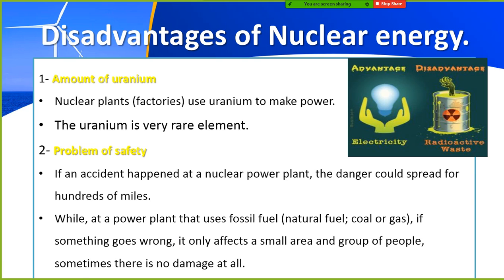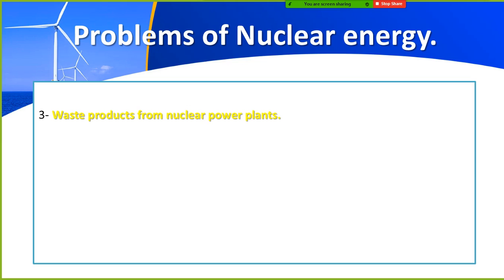Of course, you have heard before about an explosion that happened in one of the nuclear plants, and the amount of damage that happened to the area around it. But if a plant that's using fossil fuel has an explosion, it will not affect a huge area, just the surrounding area. I mean only a small area and a group of people, not hundreds of miles like the other one. So we have the first problem, that the amount of uranium that we use to form nuclear energy is rare. Second, if something happened, it will affect the whole area around it for hundreds of miles, including, of course, any living things around this place.